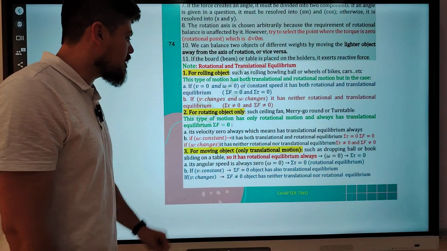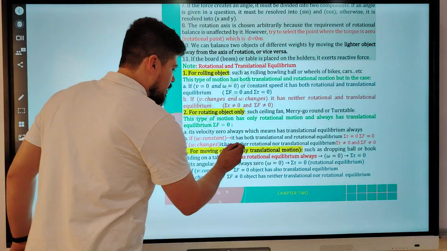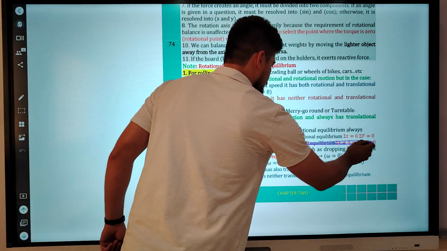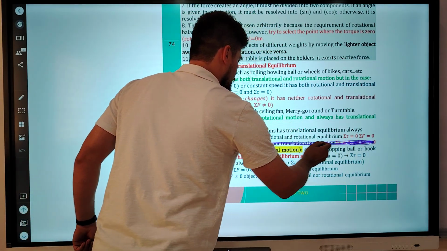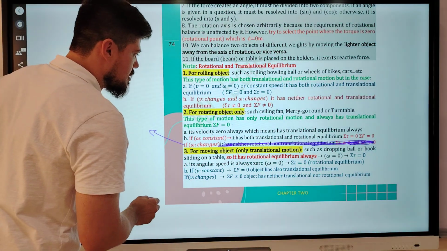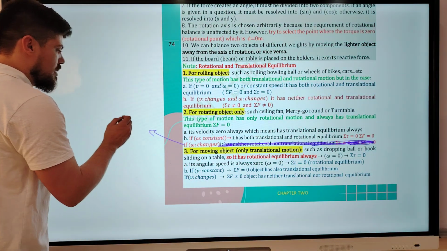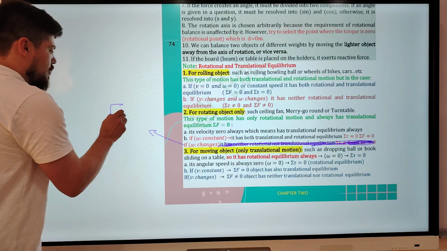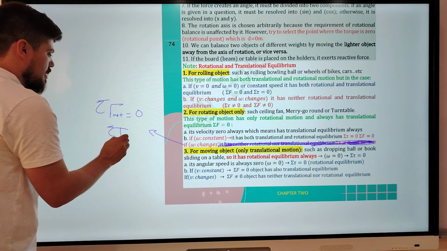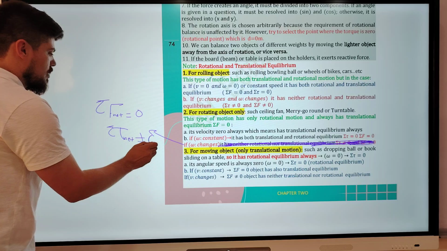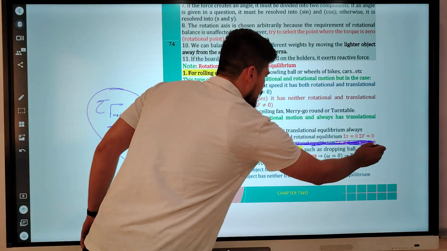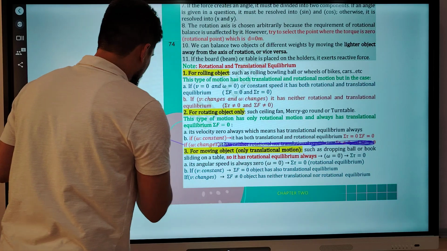But if omega changes, it has, okay, delete this please, this is wrong, this is a mistake. So you can remove this. Instead, write down this. If omega changes for a rotating object, net force is also equal to 0, but net torque is not equal to 0. Just write down here, okay? Remove this, delete this and write down here.